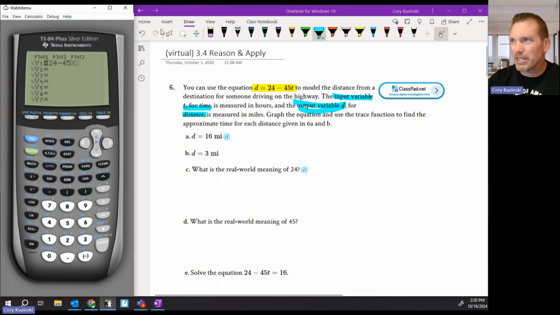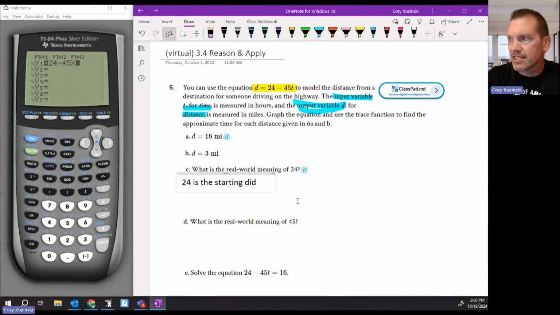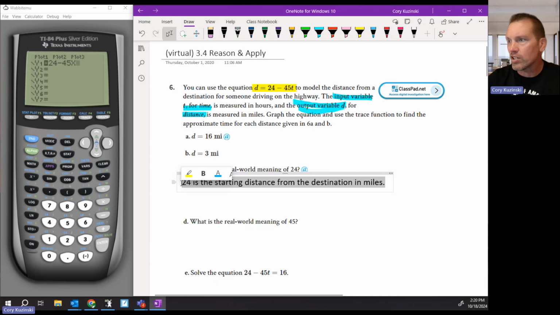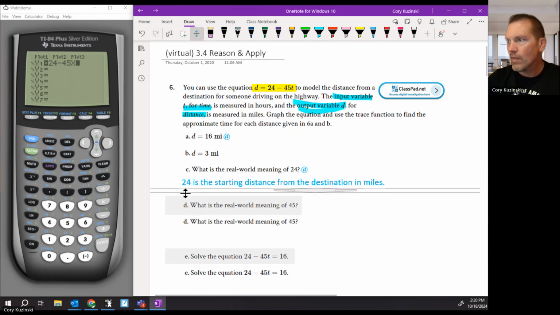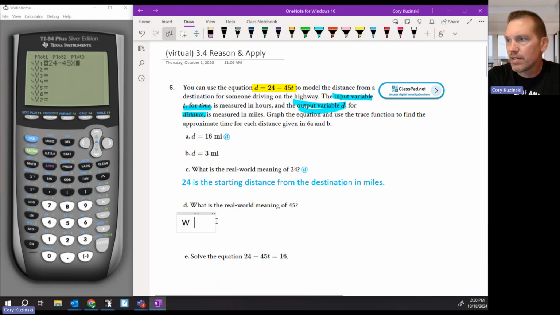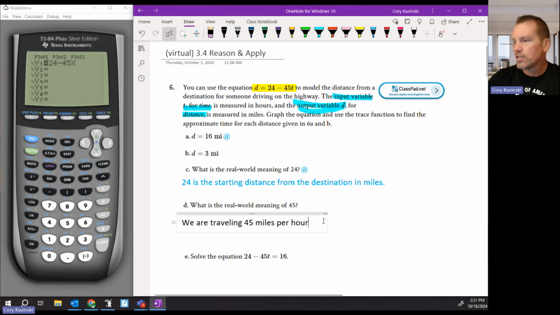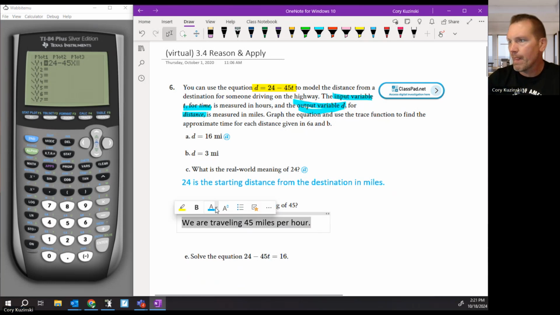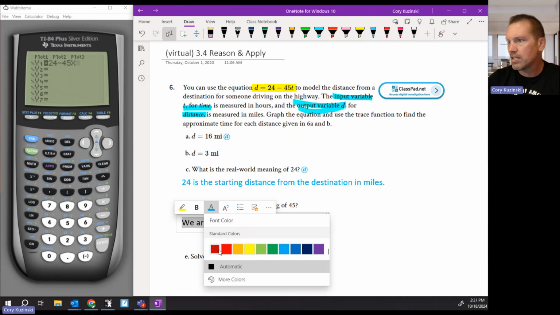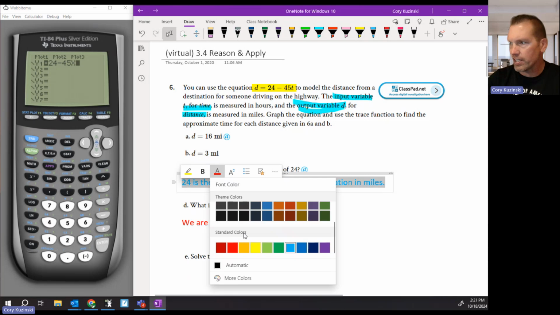I think it might actually be easier to graph this if we talk about C and D first. So what's the real world meaning of that 24? 24 is the starting distance from the destination, in miles. So we're starting 24 miles away. And the real world meaning of the 45 is we are traveling 45 miles per hour. That's our rate of speed here. I'm going to do that in red, and the starting distance I'm going to do in green, because I've been color coding starting distances in green.